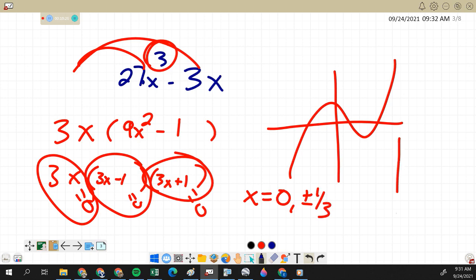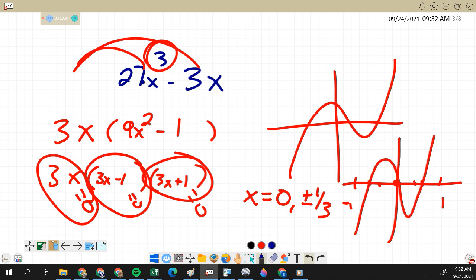So the graph actually looks like this. It hits here. This is -1 and 1. It actually looks like that. Oh, I missed. It looks like this. It hits at -1/3, 0, and 1/3. Okay, does that make sense, Tyson? All right.